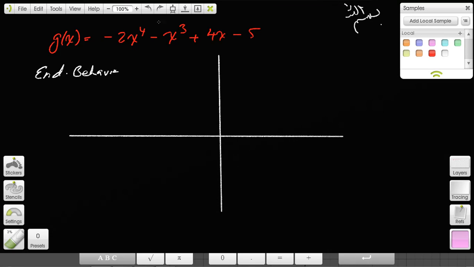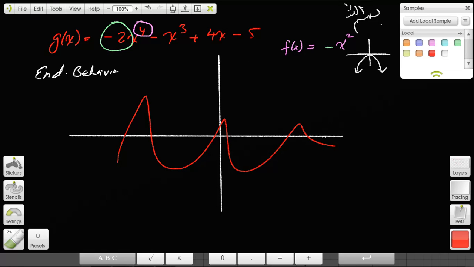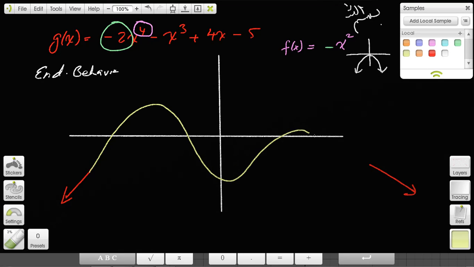Now this function has even degree, so it's going to behave like f of x equals x squared, but the coefficient is negative, so it's going to behave like this. So the end behavior of this function is going to be the same as the end behavior of this function. So it's going to look like this. Which means whatever this function does in between, in the end it's going to go this way, in the end it's going to go this way. In between it could be doing whatever it's doing, like this. Do you understand? So this is the end behavior of this function.